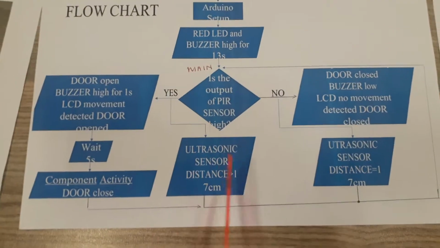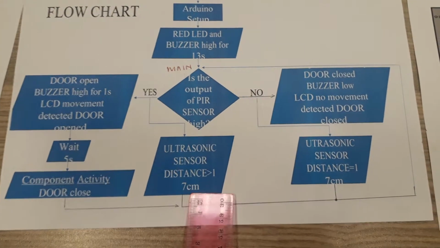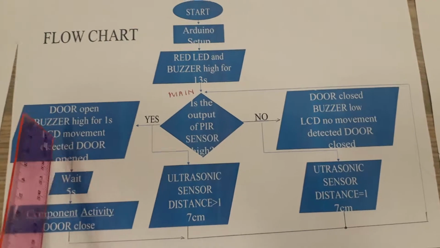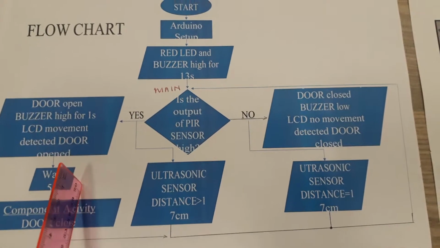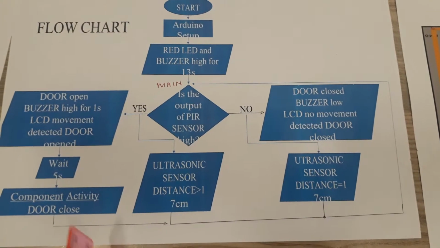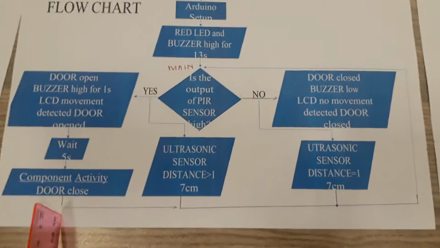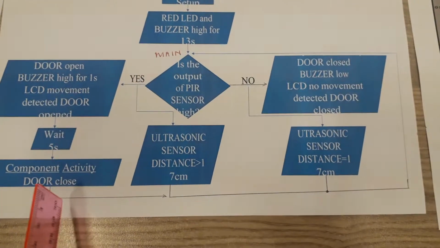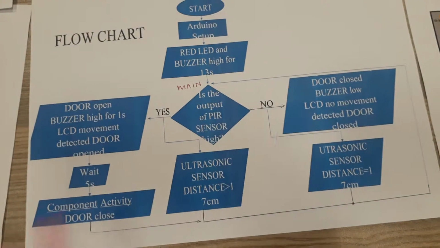When it is high, the distance across the ultrasonic sensor will be less than 17 centimeter. The door will open, the buzzer will be high for 1 second, and the LCD will read movement detected, door open. And then we will wait for 5 seconds. After 5 seconds, we will assume there is no person at the door. Then the door will close, the buzzer will be high for 1 second, LCD will read no movement, door closed. And then the process will again go to main and repeat.